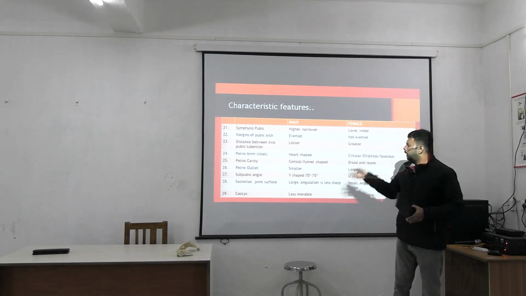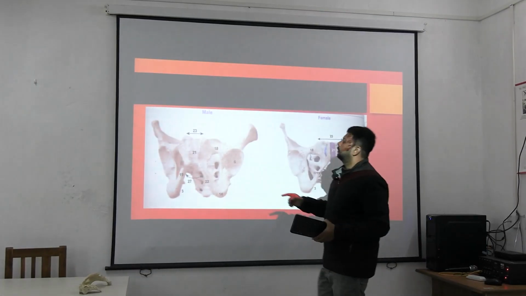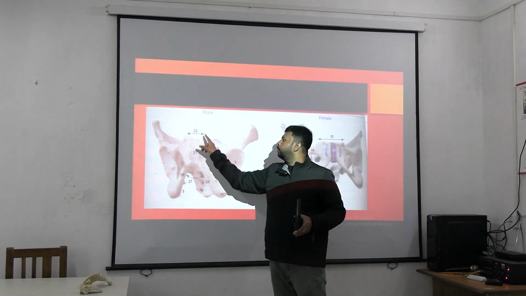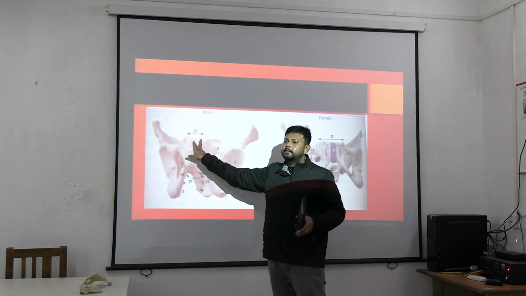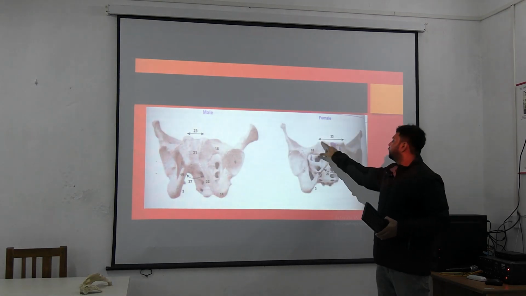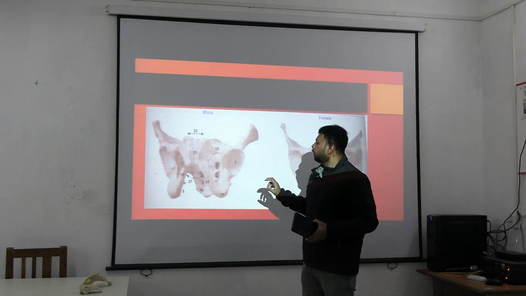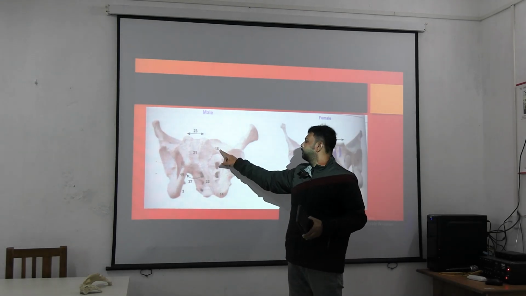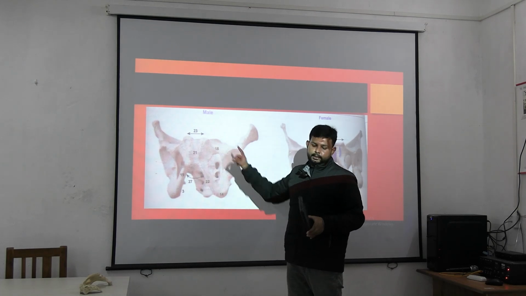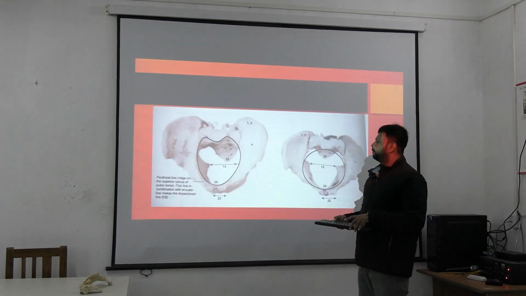Okay? Now we'll go to the picture part. Distance between two tubercles is less in males. In females the distance between two tubercles will be more. Okay, now coming to this part, number 18. This is a little important, let me show you.